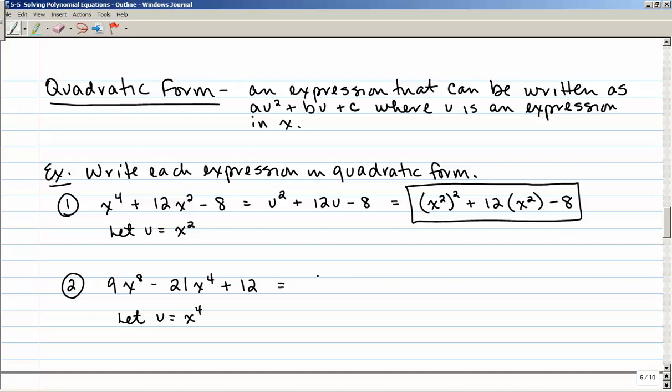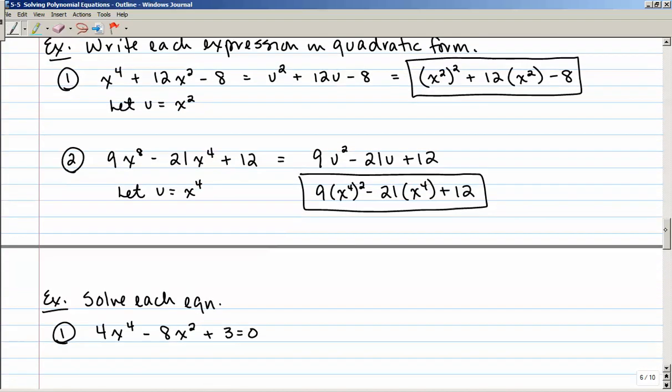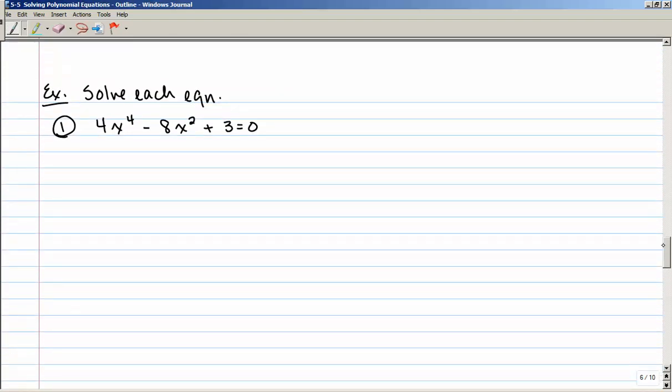So I can write this as 9u squared minus 21u plus 12, or now substituting in x to the fourth, 9 times x to the fourth squared minus 21 times x to the fourth plus 12. And that would be written in quadratic form because it's basically 9 times something squared minus 21 times the same thing plus 12. Now we're going to use that to help us solve some equations and use our quadratic factoring techniques.